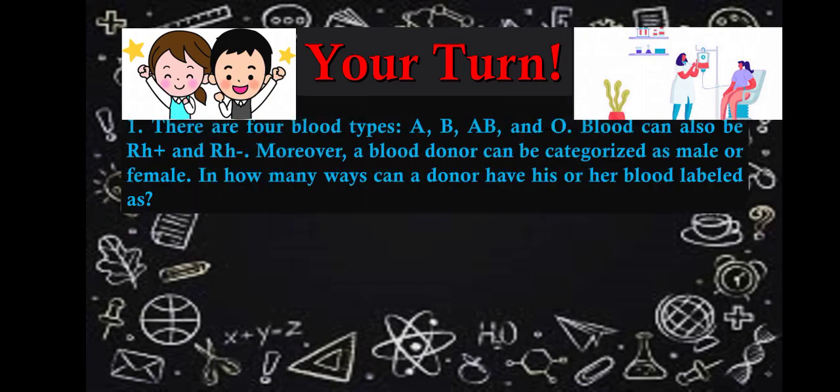Now your turn. Your answer must be put in the comment box. Then in the next video, we will answer these, your turns. Number one: there are four blood types, A, B, AB, and O. Blood can also be Rh positive and Rh negative. Moreover, a blood donor can be categorized as male or female. In how many ways can the donor have his or her blood labeled?